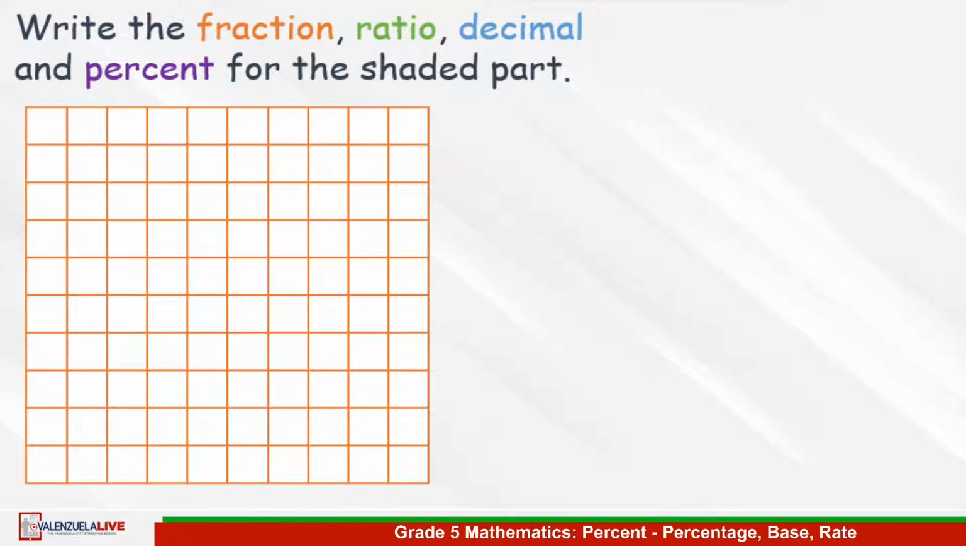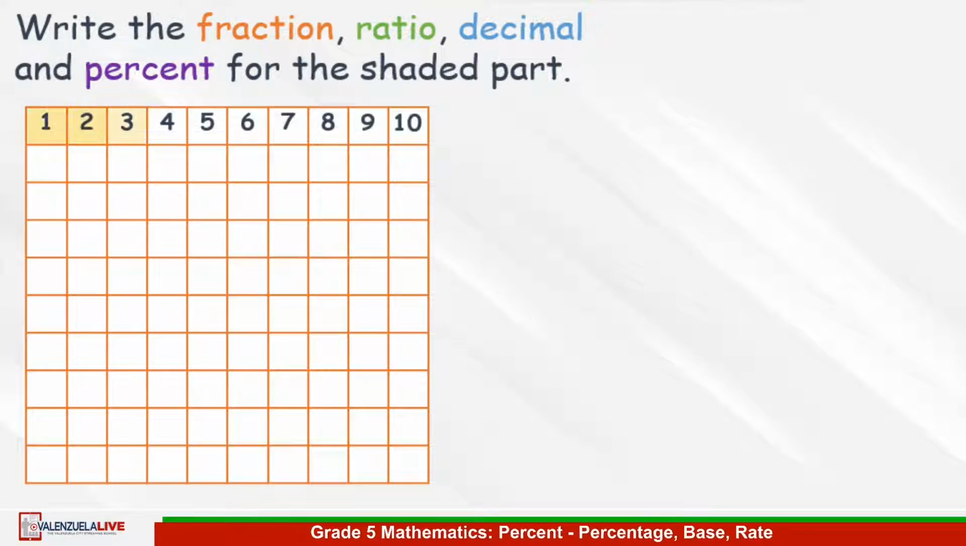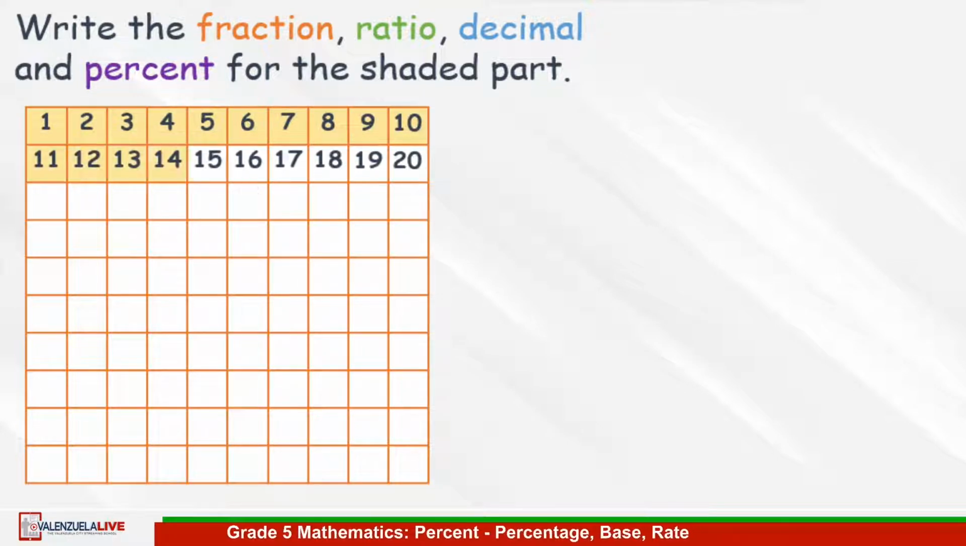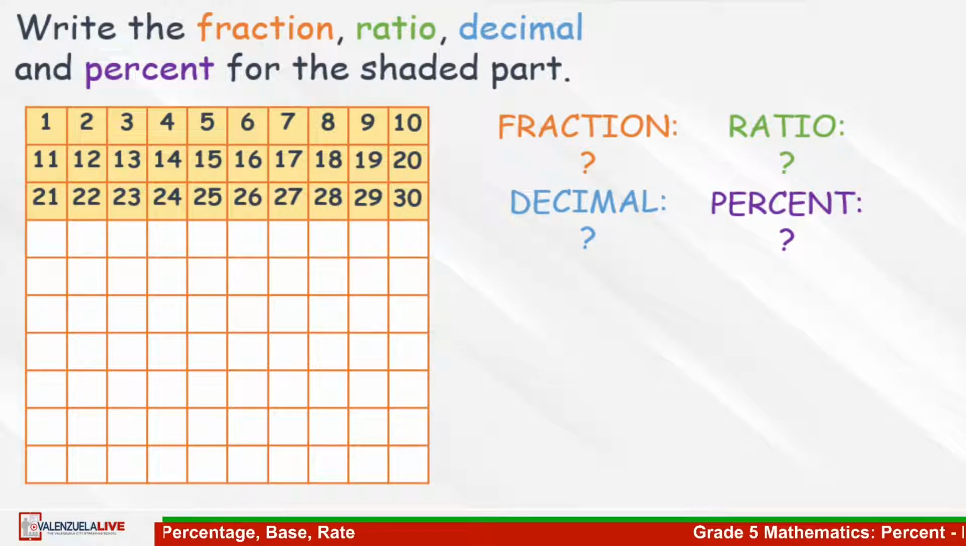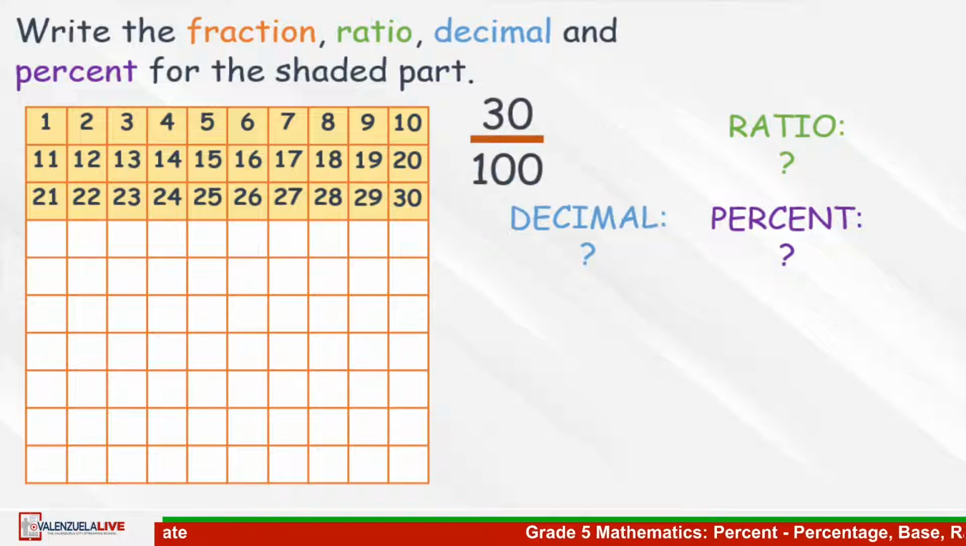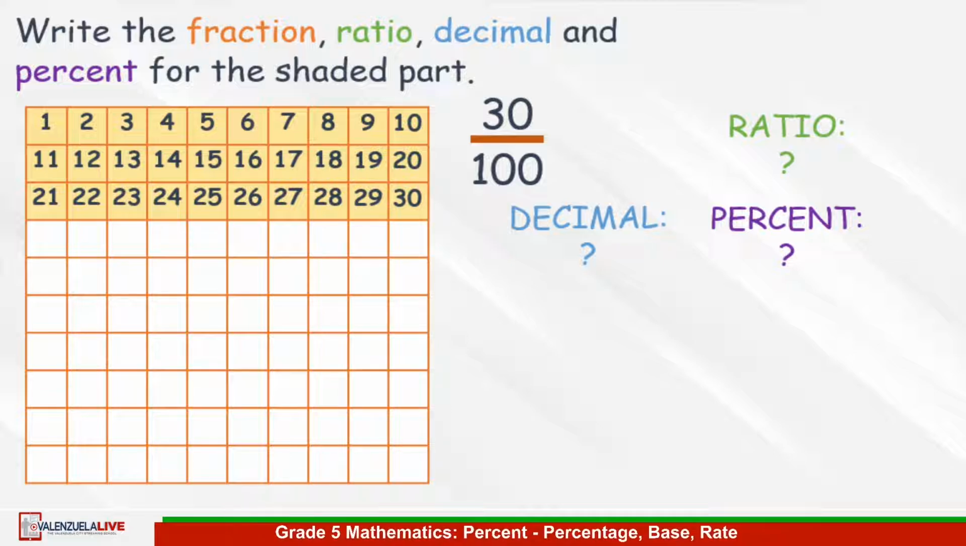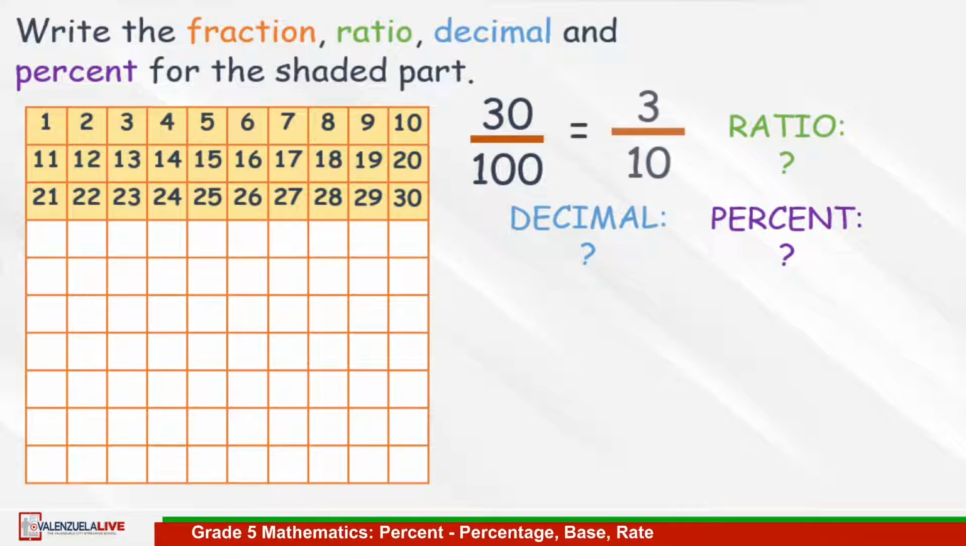Let's have another example. Let us write a fraction, a ratio, a decimal, and a percent to the shaded parts. How many parts are shaded? So we have 30 parts shaded. So the fraction form is, yes, it's 30 over 100. Now, let's reduce it to lowest term. The lowest term is 3 over 10.